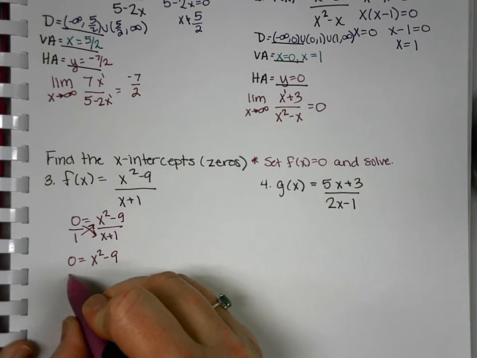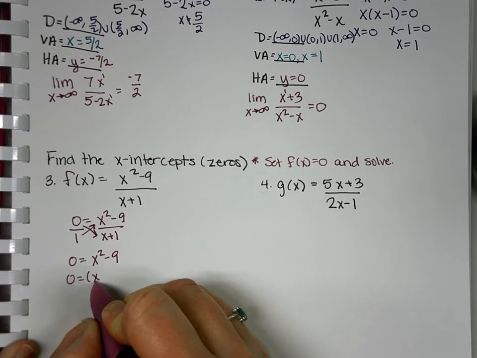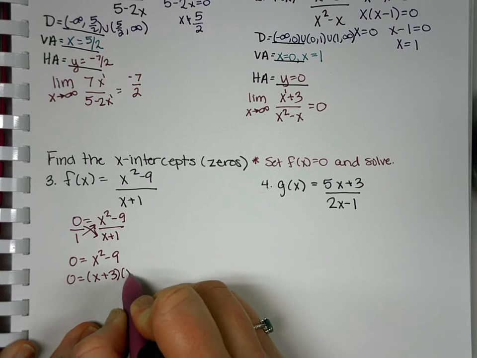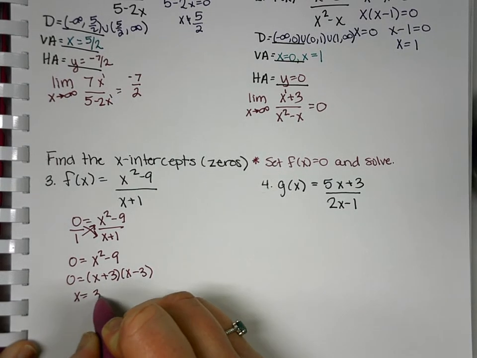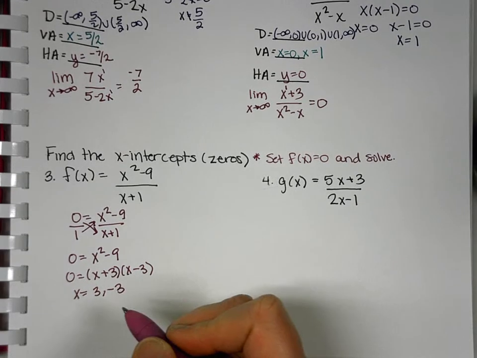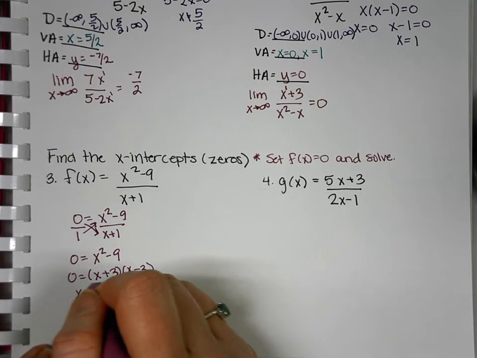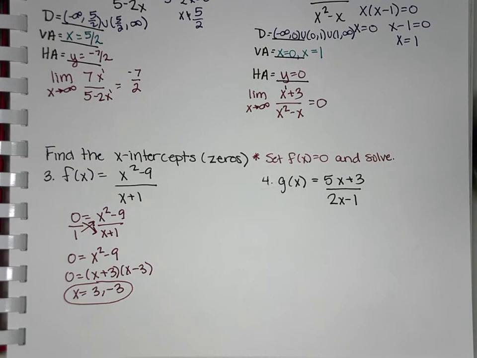So from here, we get x plus 3, x minus 3. So when we solve, we get x is equal to 3 and negative 3. So these would be my zeros for that function.